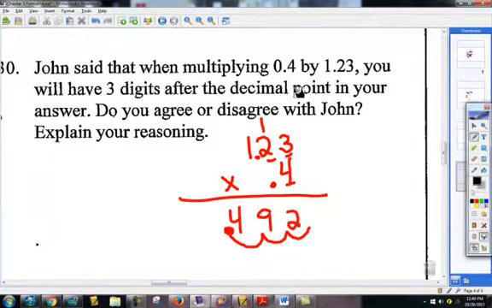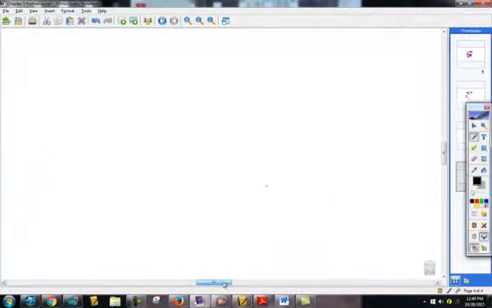Yes, we agree with John, because look, when you count up these decimal places, you know that there's going to be 3 decimal places. That's the whole point, right? That's how we know, and your reasoning has to be something about the fact that at the end, I know that there are going to be 1, 2, 3 numbers to the right of the decimal, so that means whatever my number is, I'm going to move it 3 places to the left. Everybody understand that? Okay, let's go on to the next page.